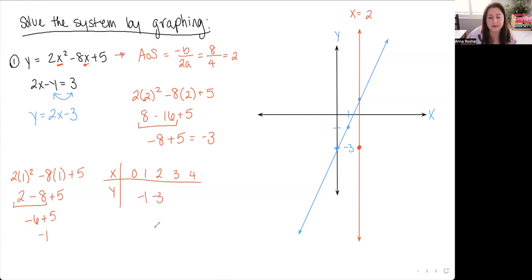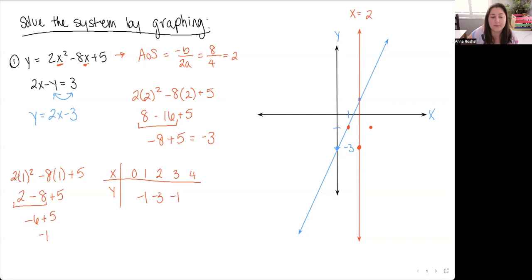And so here I'm going to have -1. So now I'm going to go 1, -1. Oh, take a look here. This is one of my solutions, right? This is where one graph meets the other. I also know that I'm going to have 3, -1 as another option because I know that my axis of symmetry is a line of symmetry, and I'm going to have the same thing on both sides of the line of symmetry.